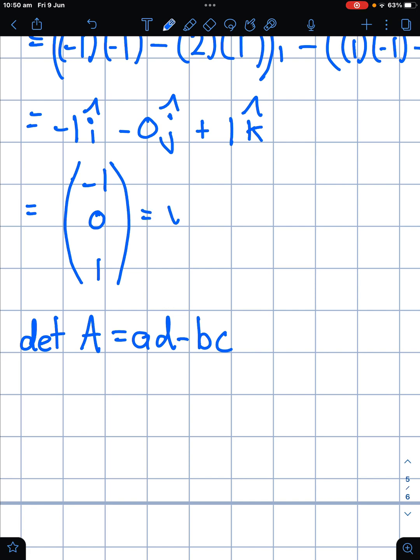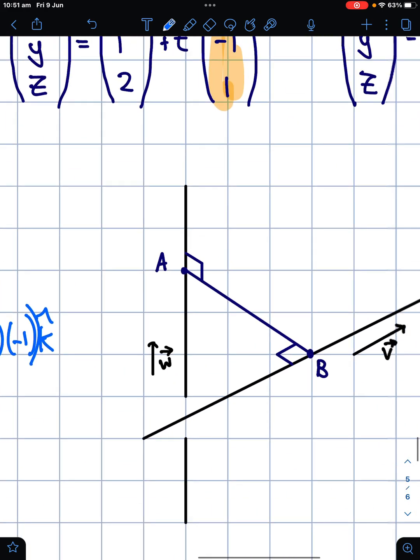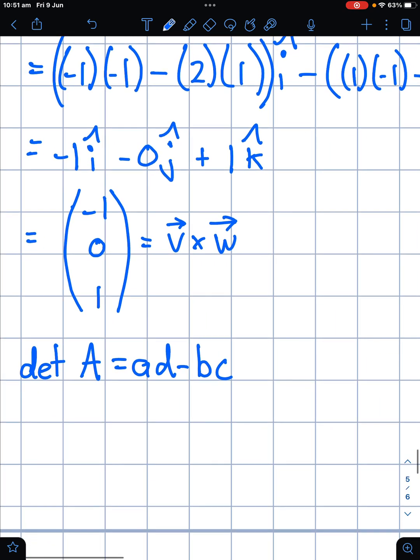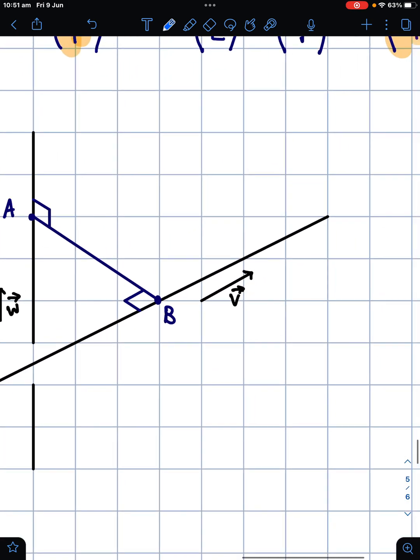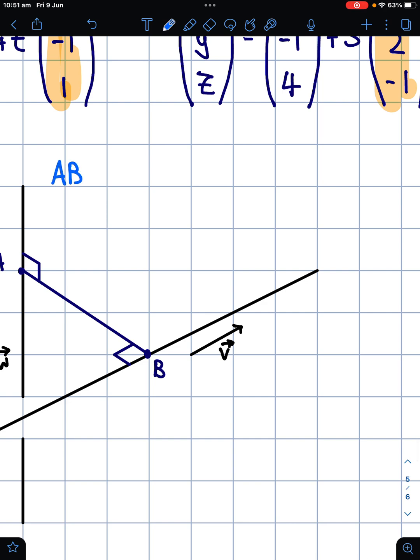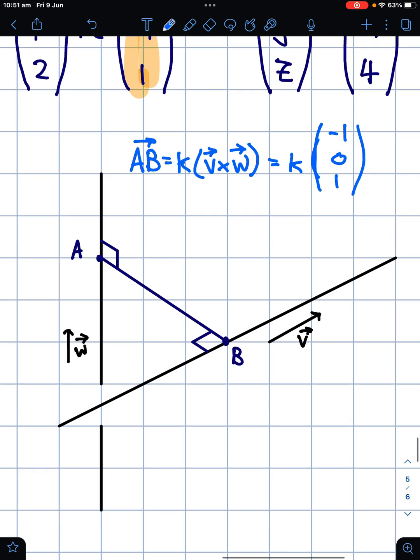And that is, remember, that was our cross product vector there. So we've solved that one there. So we've got A and B points on the skew line. So this AB vector here, I'm going to go AB equals K V cross W, so that's the cross product we just did, means that this vector here is some multiple of K times -1, 0, and 1. Okay, so that's what our AB is looking at the moment.